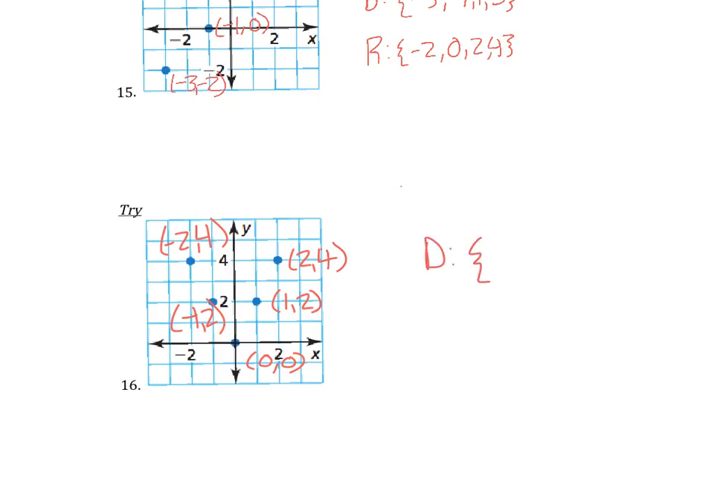Domain, all of the x values, I have negative 2, negative 1, 0, 1, and 2. And none of those repeat, so I can write them all. My range, got to be careful with it, right? I don't want to repeat values. So I have a 4, I have a 2, I have a 0, I have another 2, so I'm not going to repeat it, and another 4, so I'm not going to repeat it. So the only tricky part there is we don't want to repeat values. Okay, so those are your function notes.